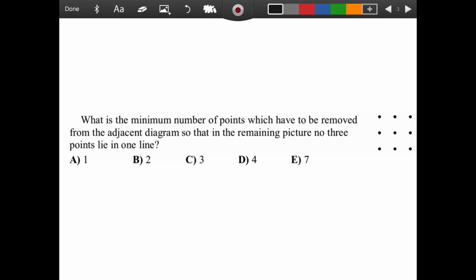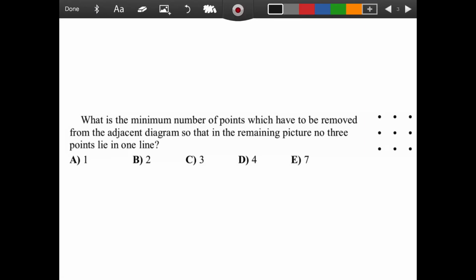So the question is, what is the minimum number of points which have to be removed from the adjacent diagram so that in the remaining picture no 3 points lie in one line? So what the problem is saying is that how many points do we have to remove so that we can't have 3 dots in one straight line like this or like this.